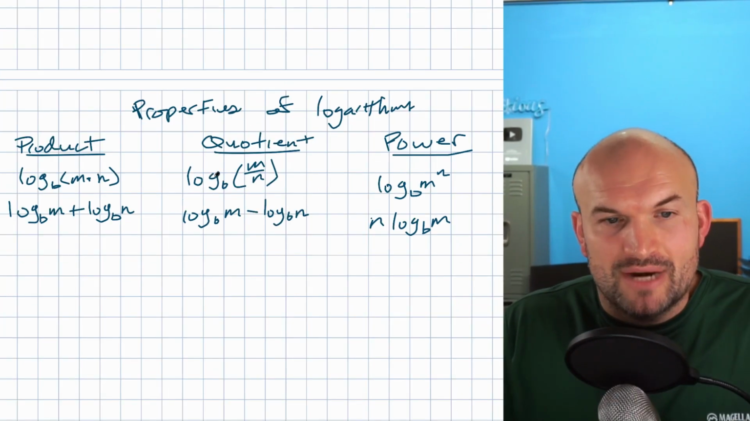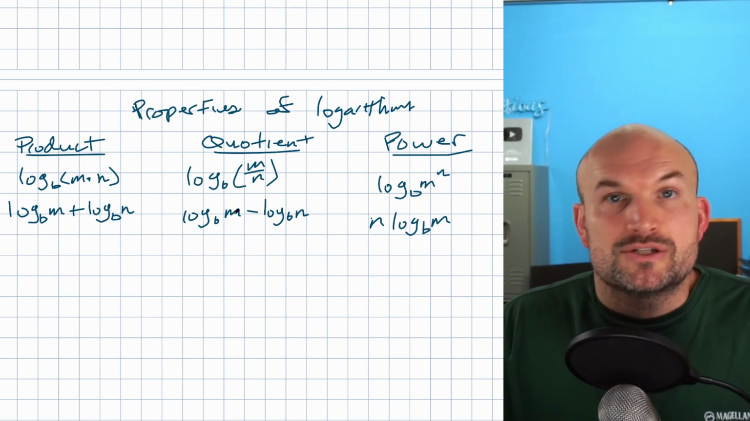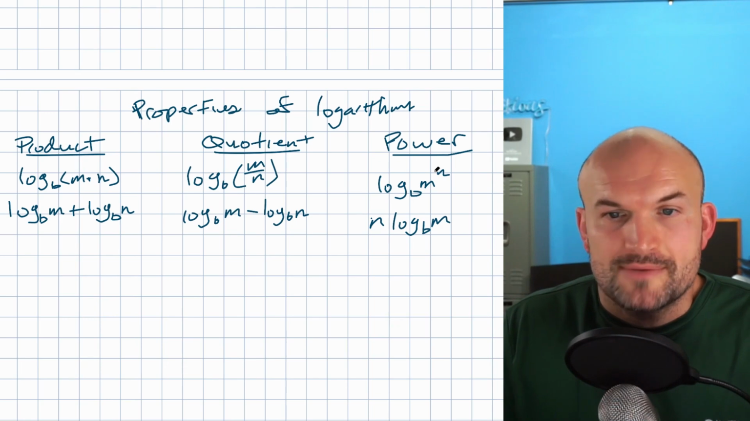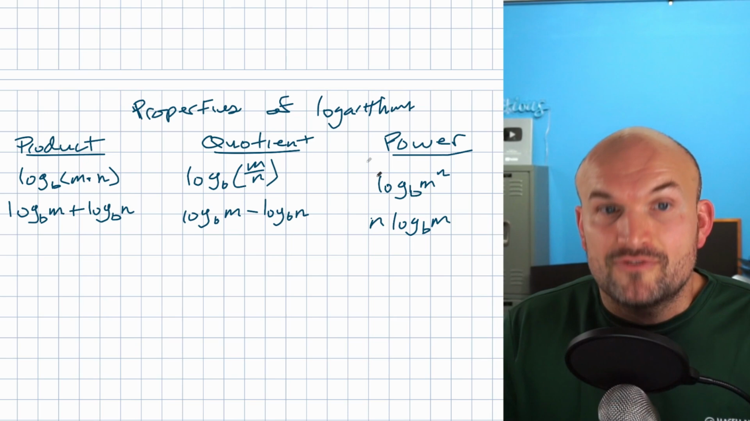For the quotient, again, when I have log base b of m over n, remember we can subtract them. And again, as long as we are subtracting two logarithms with the same base, we can rewrite them as a quotient. And then the power rule: whenever we have a logarithm with the argument raised to a power, we can rewrite that in front as multiplication.